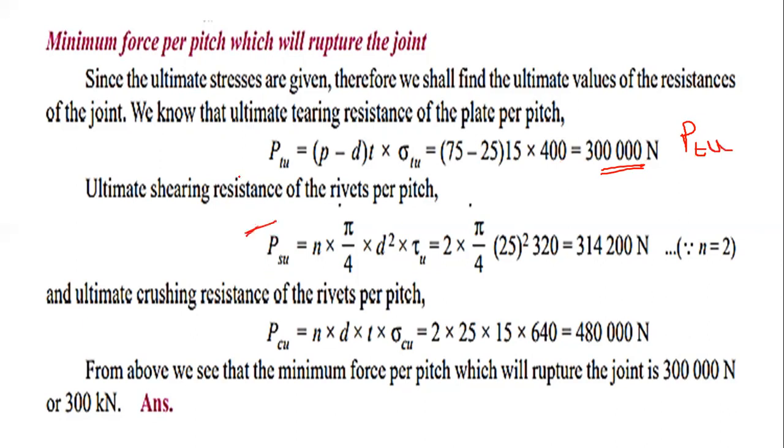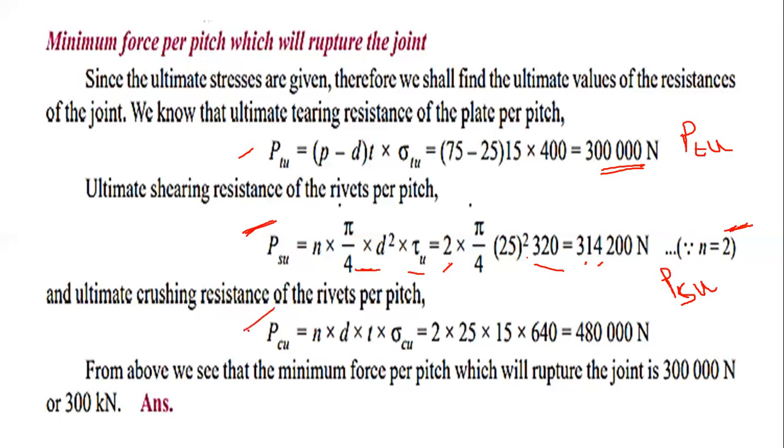And the second one is the shearing strength. Ultimate shearing strength equal to number of rivets into pi by 4 d square, which is the cross section area of the rivet, into tau u, the ultimate shear stress. Here n equal to 2 for double riveted joint. Double riveted joint is given. So n equal to 2. Pi by 4 d square, d equal to 25 mm, and tau u ultimate shear stress equal to 320 MPa. So the ultimate shearing strength PSU equal to 314,200. This is the ultimate shearing strength, PSU. n equal to 2 for double riveting.